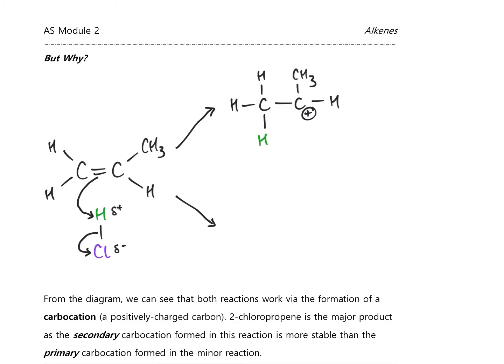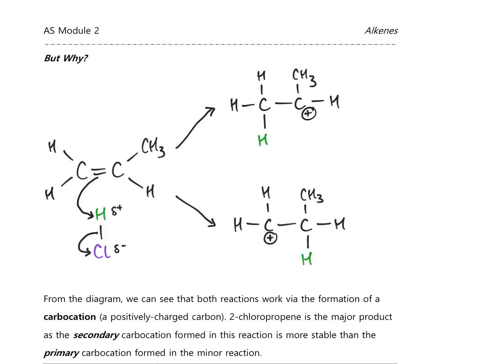But in this example, what I've done is I've drawn the hydrogen on the first carbon, leaving the second carbon with the positive charge, the carbocation. But of course, there is another option. The other option is that the hydrogen attaches to carbon number 2, and that leaves the first carbon, carbon number 1, as the carbon with the positive charge.